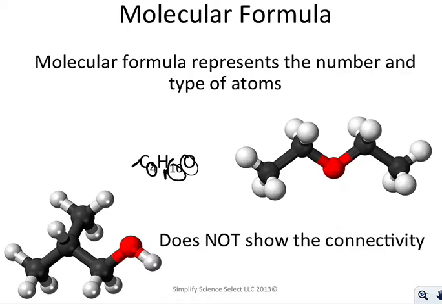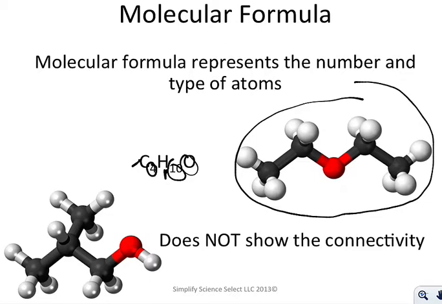And you see that with these two structures that are shown below. This one right here is C4H10O, but the oxygen is in the middle of the molecule. This one is C4H10O, with the oxygen and a hydrogen off to the side. These two compounds both have the molecular formula C4H10O, and it does represent the number of atoms of each type, but it doesn't represent everything that we need to know about the chemical makeup.